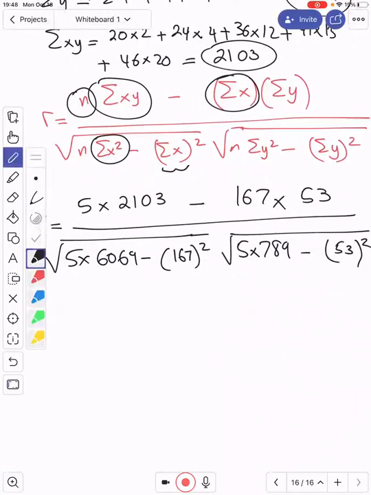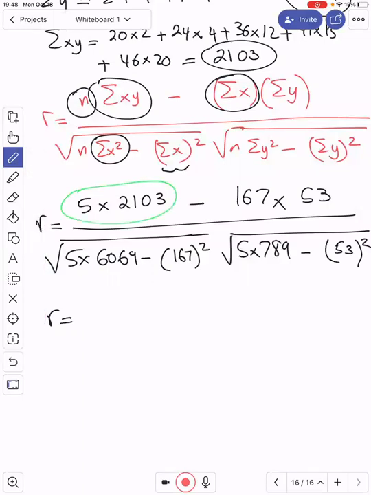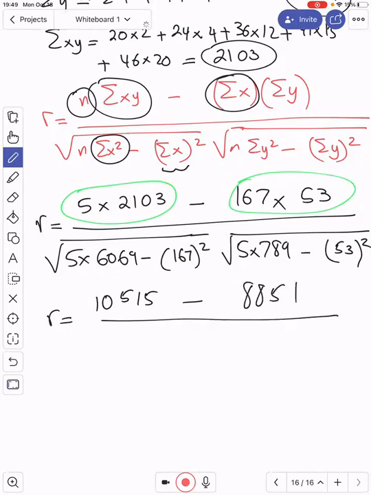All right, so first, if you compute 5 times 2103, that would be 10,515, minus. On the other hand, you have 167 times 53, that's 8,851.